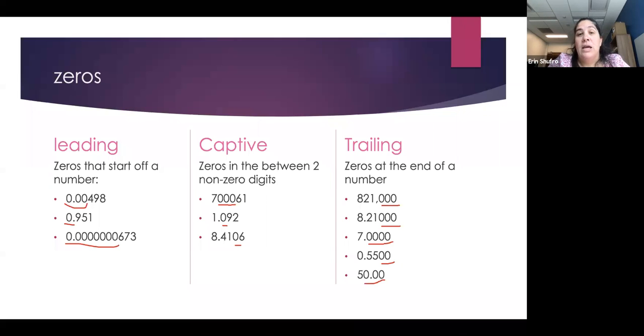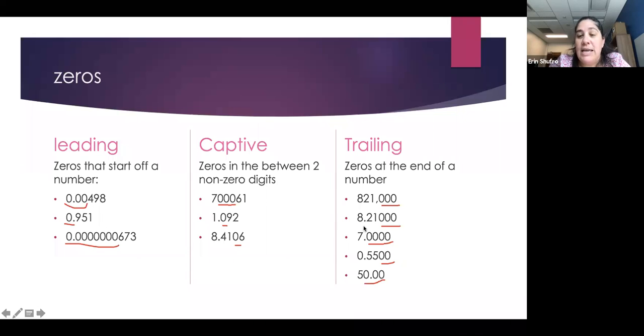821,000. Okay. In order to determine if those zeros are important, we're looking for one factor, and that is whether or not we have a decimal point. No decimal point, they don't count. Looking at this number, there is no decimal point. So the only digits that count are this 8, 2, and 1. Therefore, this number has 3 digits of significance, or 3 significant figures.